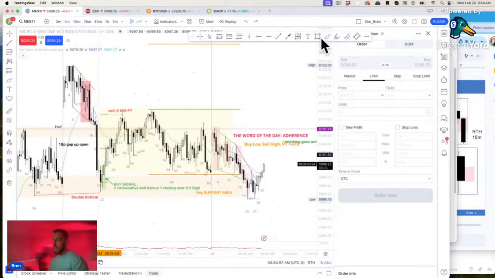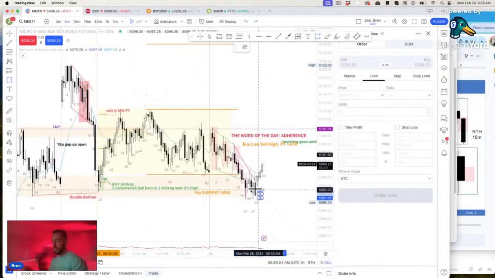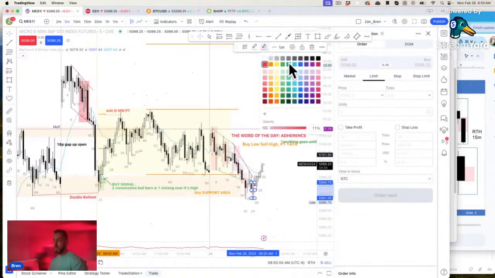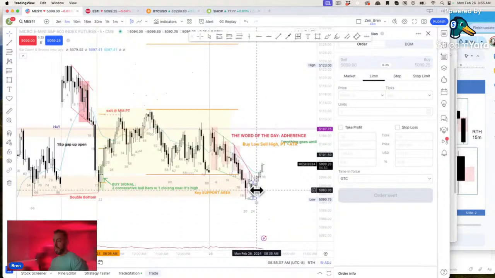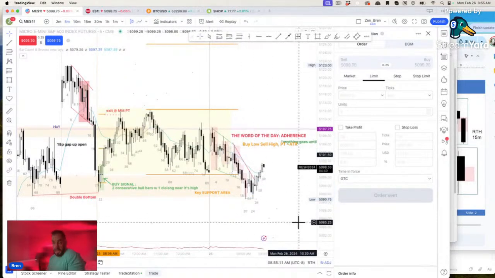And then again, I saw a buy signal, okay? So there's your buy signal, right? A bull bar closing near its high. In this case, it was 1, not 2, okay? And I got long, okay? And then I made money, and that's it. Any questions? Any questions?